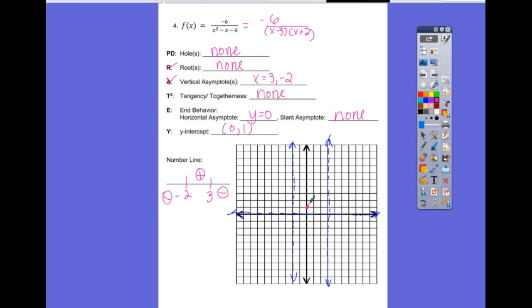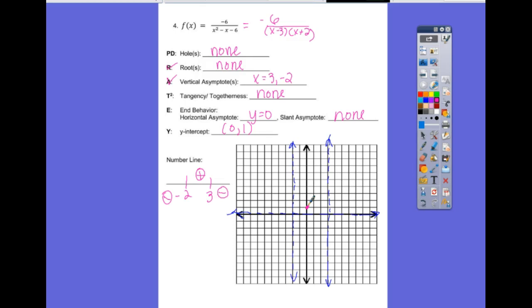So then we have the area here, and the area here is positive, and this area is negative. So can I cross this asymptote? No, because it goes positive. Noah, wake up, please. Thanks. So I know this has to be negative, this has to be negative, and this has to be positive.